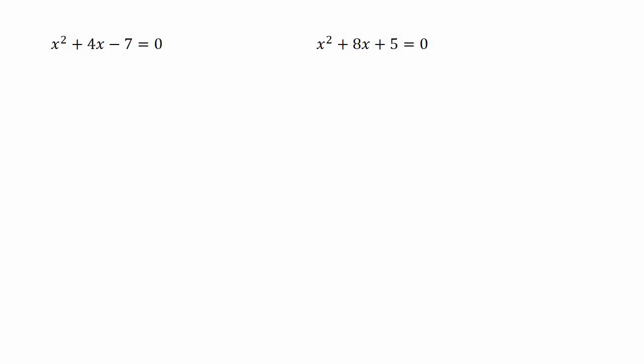Okay, here we have two problems where we want to find the value of x that satisfies the equation and makes it equal to 0. Now, neither of these can be factorized. There are no factors for -7 that add up to give 4. So we need to complete the square.